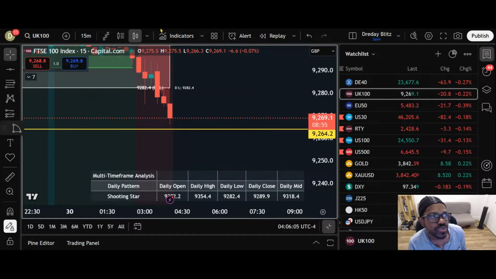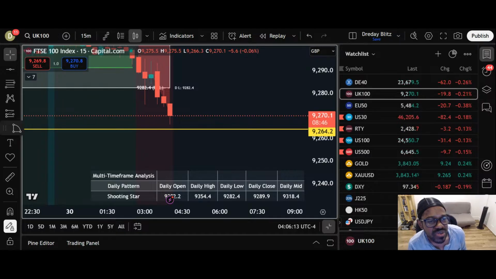So if you're looking to scalp, you could get out of that trade and monitor it. But if you want to just ride it out, you could take partial and keep the rest going.